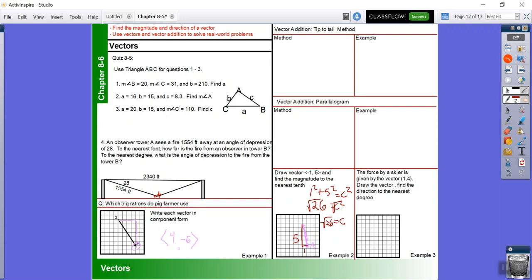All right, so example number 3. The force of a sphere is given by the vector 1, 4. Draw the vector and find the direction to the nearest degree. All right, so this one's a little trickier. So we have a vector that's going 1 over and 4 up. 1 over, 4 up. 1, 2, 3, 4. My calibration is a little bit off on the board, which is making it a little bit difficult to have this work out.